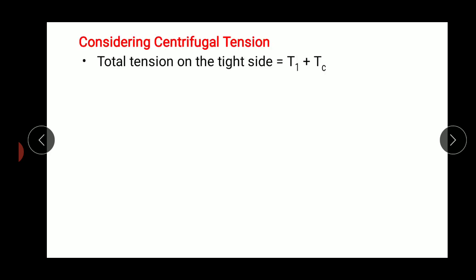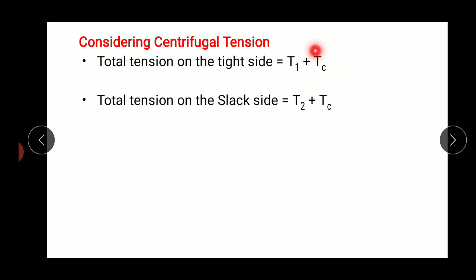When the centrifugal tension is considered, the tension on the tight side as well as the tension on the slack side simultaneously get increased. The total tension on the tight side will become T1 plus TC, whereas the tension on the slack side will become T2 plus TC. So TC is an additional tension which is added on the tight side as well as on the slack side.